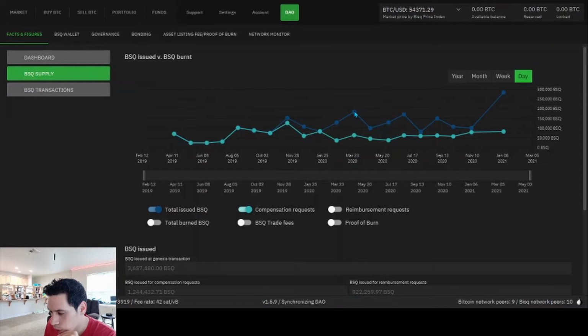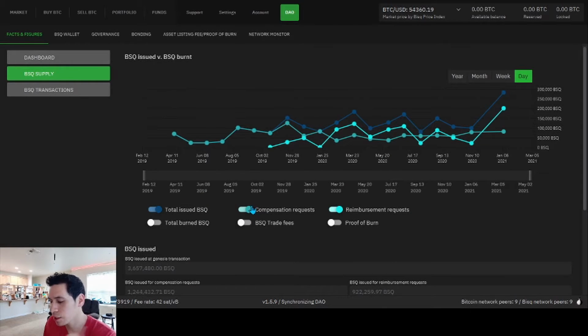I wonder. Other than the Genesis transaction, I don't know how else you would issue BSQ. So I am a little bit confused on the difference between the total issued BSQ versus compensation requests. Oh, okay. It's probably the reimbursement requests.